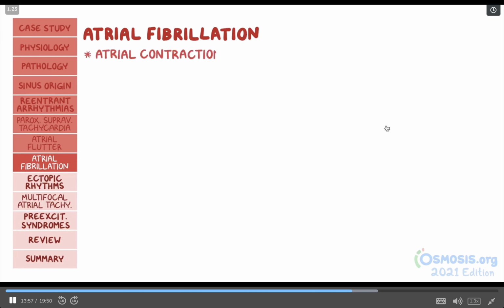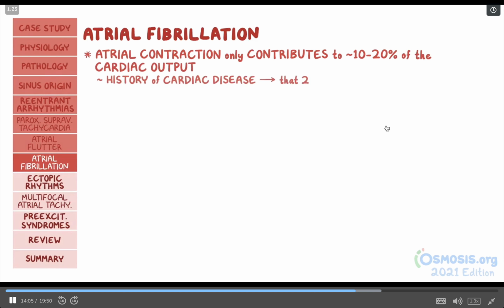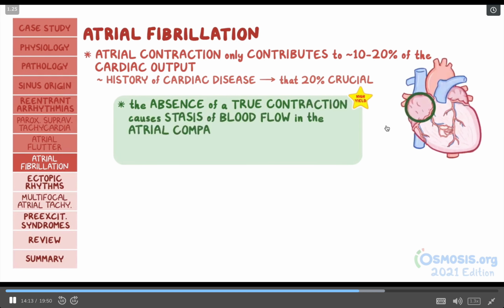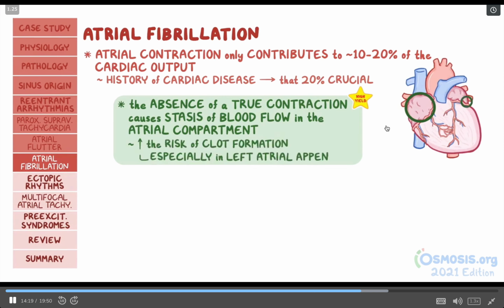Now, atrial contraction only contributes to about 10 to 20% of the cardiac output, but in an individual with a history of cardiac disease, that 20% might be crucial. Another high-yield fact is that the absence of a true contraction causes stasis of blood flow in the atrial compartment, and this increases the risk of clot formation, especially in the left atrial appendage.